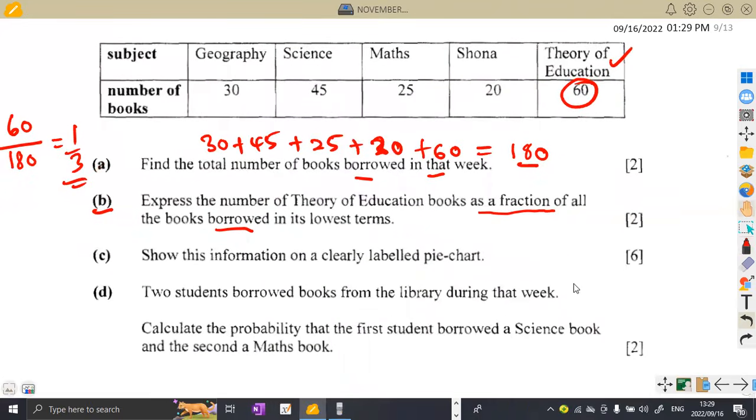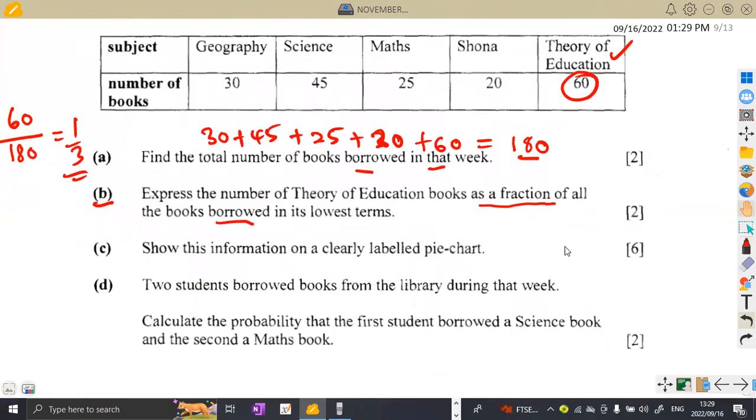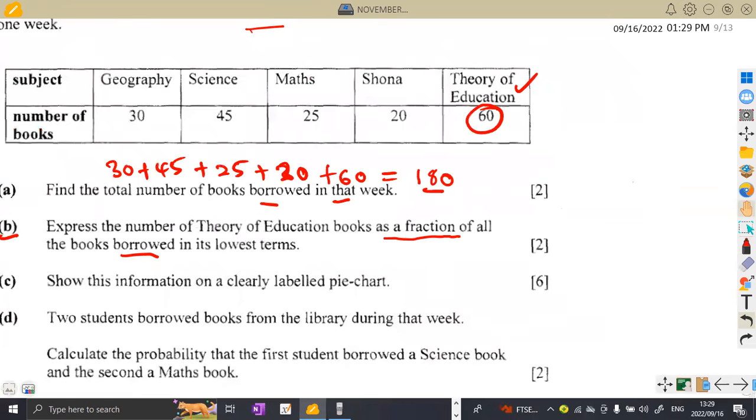Okay, guys, remember, if you are to draw a pie chart, you have to list each angle for each part, okay? So a pie chart is just a sector, which is the circle which is divided into what? Into sectors.